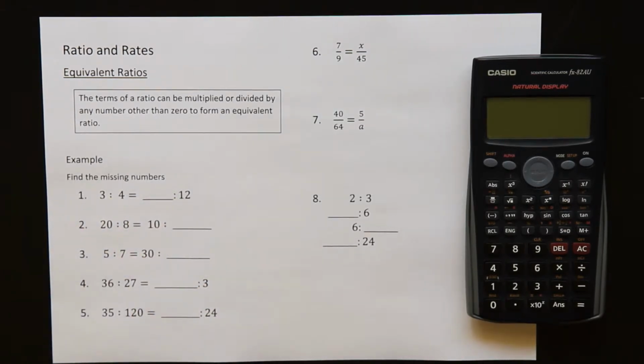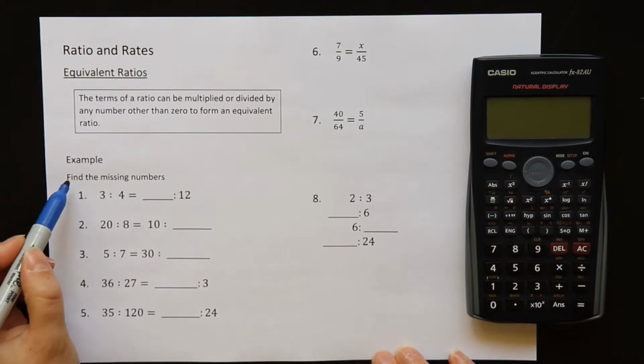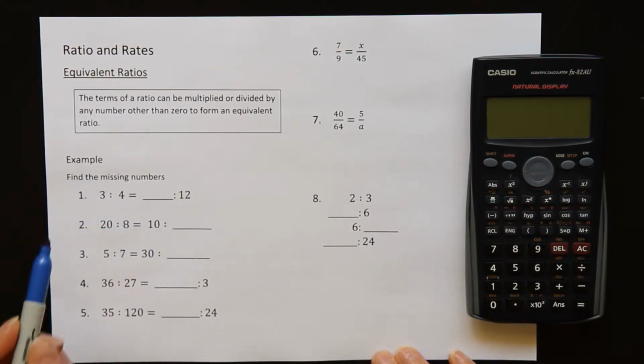We might be making our ratios bigger, we might be making our ratios smaller, and they're not always going to be as small as they possibly can get. But we're going to be using a lot of the same strategies. Okay, so let me show you how to do this. Find the missing numbers in these equivalent ratios.